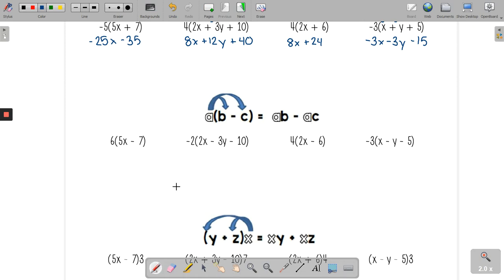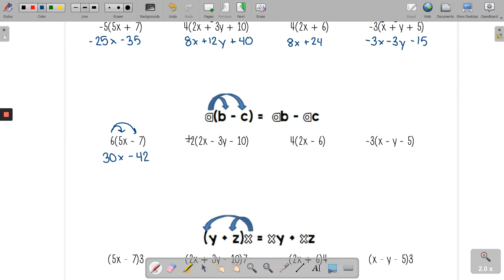The same process. So 6 times 5x gives us a 30x. And then 6 times -7 is -42.